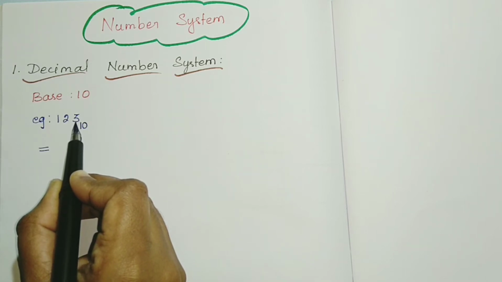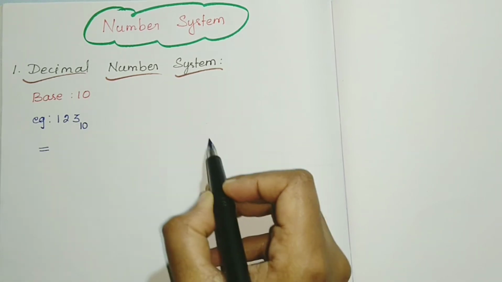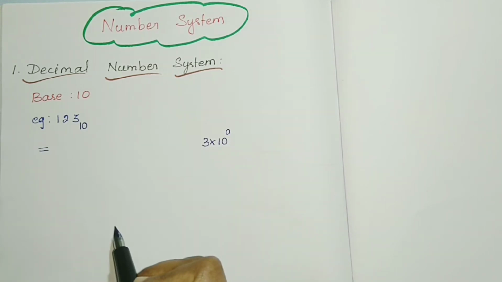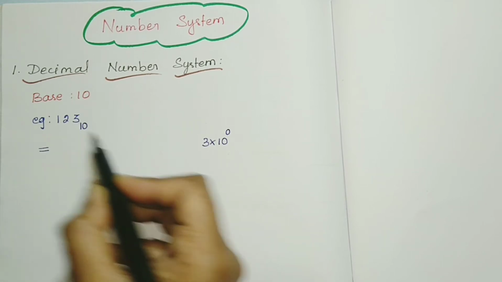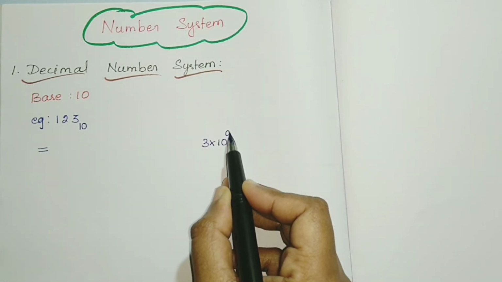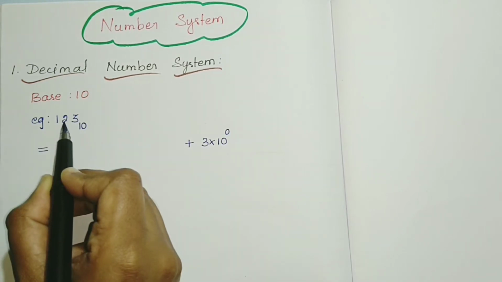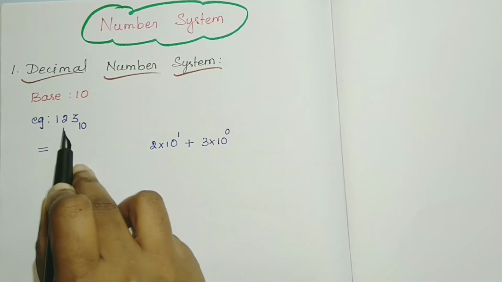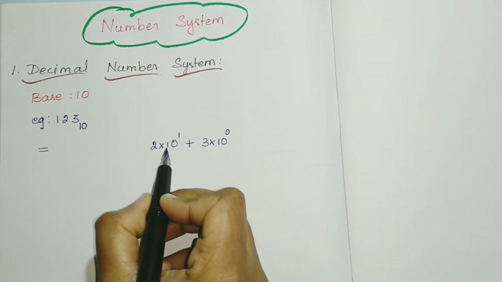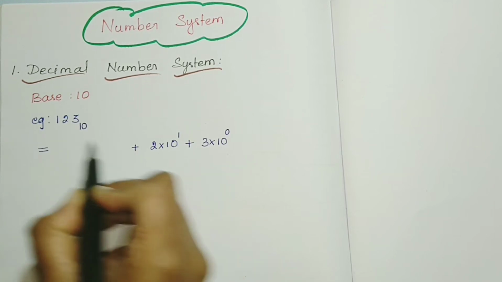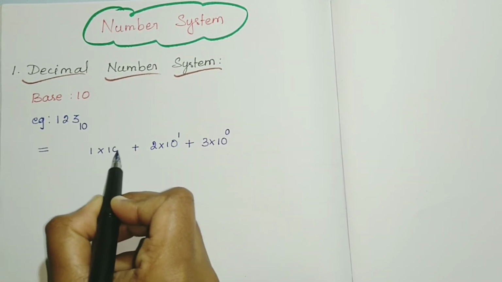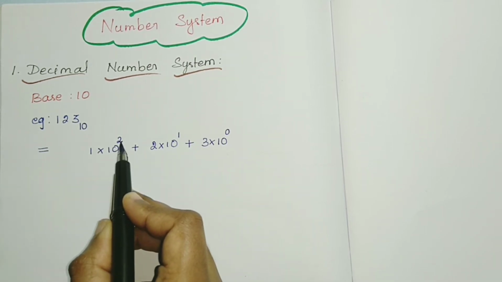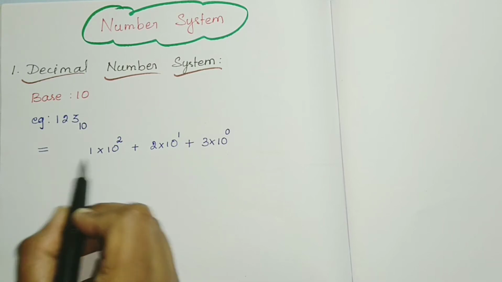First, let us take the least value, that is 3. 3 is in the ones place, so we should multiply by 10 to the power 0, which is equal to 1. The next number is multiplied by 10 to the power 1. It is in the tens place, so we have to multiply by 10 to the power 1. And then the next number, that is 1 into 10 to the power 2. So keep doing this multiplication process, and you have to increase the power term for every single digit.